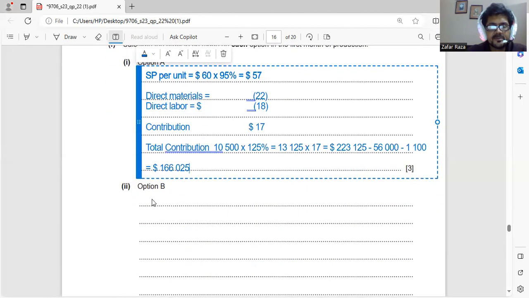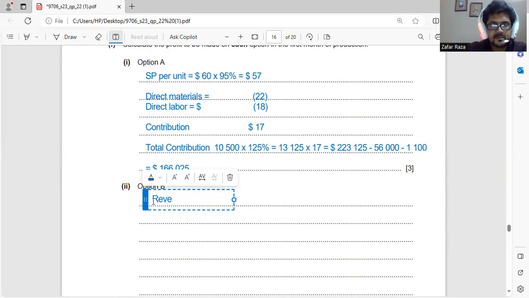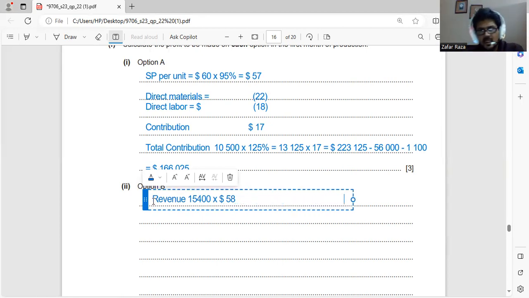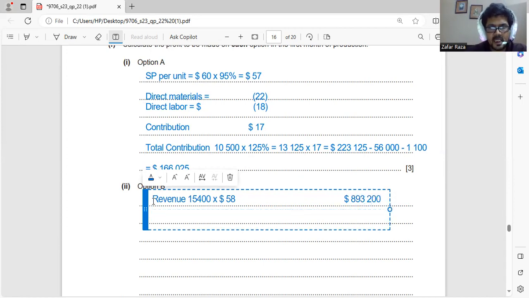So what we have to do here, we have to calculate revenue. That is total units, 15,400 units multiply by $58, the selling price. So total revenue is $893,200. Done. Now come to direct materials. Let's see what is happening in direct materials.